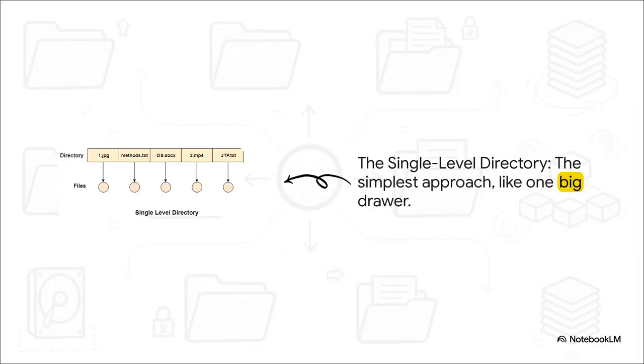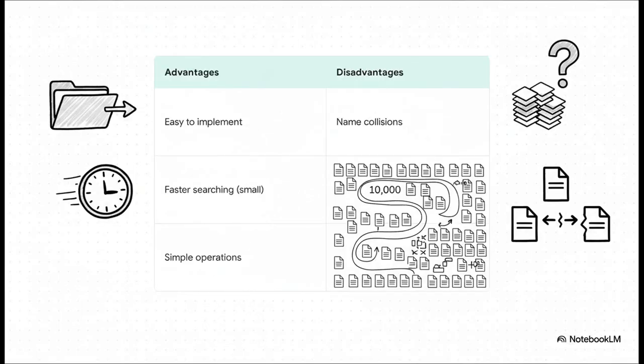So the earliest, most basic approach was the single-level directory. It's literally one directory for all the files on the entire system. Think of it like one giant filing cabinet drawer for everything. Simple, right? But as you can probably guess, it gets messy fast. On the one hand, it's super easy to implement, and it's fast if you only have a handful of files. But the downsides are huge. For one, you can't have two files with the same name, and you can't group related files together.